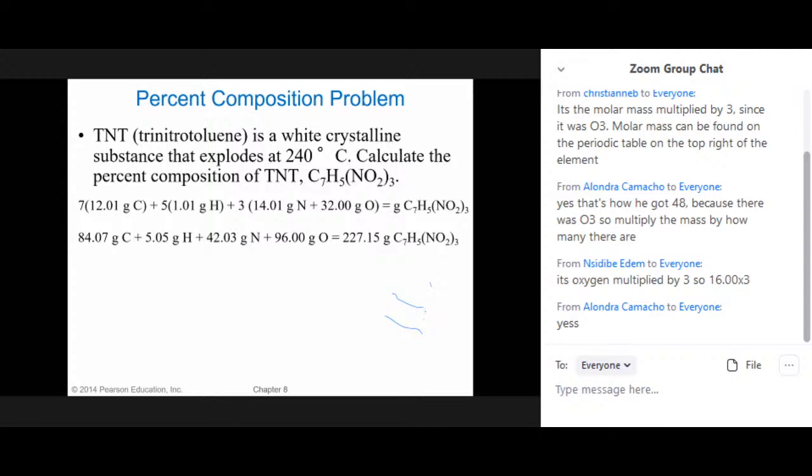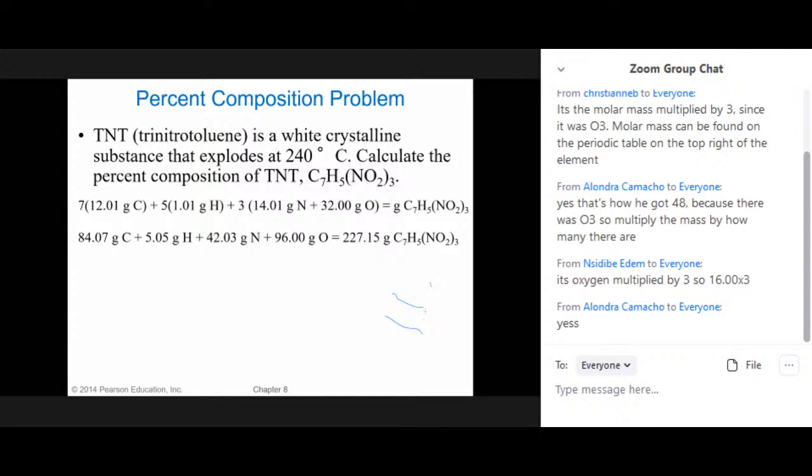The quantity NO2 is taken 3 times, so that 3 will be multiplied by everything in that parenthesis. Okay, so now you're going to add all of that up. When you multiply each one and add it up, you have a molar mass for TNT. So this is a practice for molar mass.